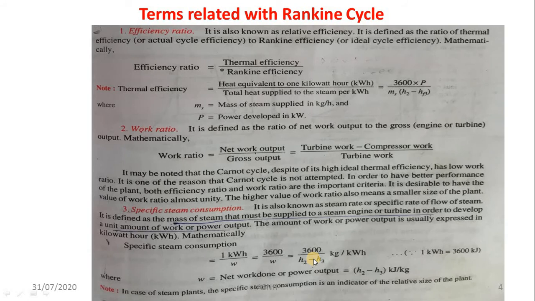3600 upon H2 minus H3, and the unit of SSC is kg per kilowatt hour. Here 1 kilowatt hour is equal to 3600 kilojoules. Here you will get an idea of how specific steam consumption is to be calculated.